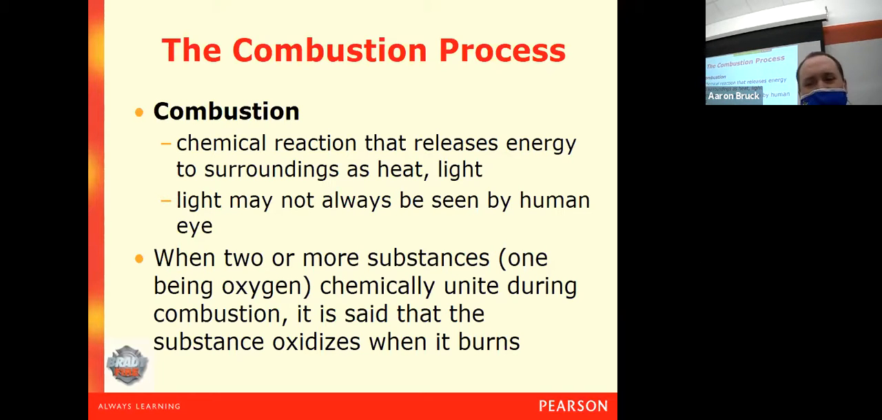Combustion reactions are a subclass of a larger group of reactions called oxidation reactions. Oxidation reactions refer broadly to reactions where electrons are being moved from one reactant to another, and usually that involves oxygen, which is why it's called an oxidation reaction. Usually oxygen is involved, and whatever substance is burning is ending up giving its electrons to the oxygen.